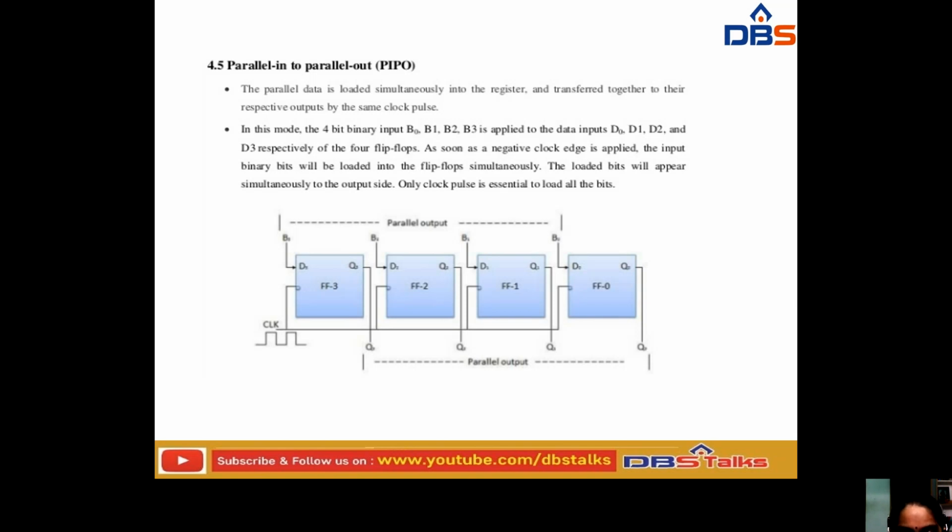If you have observed, the input is taken parallelly, and the output is also obtained parallelly. As soon as the negative clock edge is applied, the input binary bits will be loaded into the flip-flops simultaneously, such that the loaded bits will appear simultaneously at the output side, and only the clock pulse is essential to load all the bits. So this is something related to the parallel in parallel out condition.